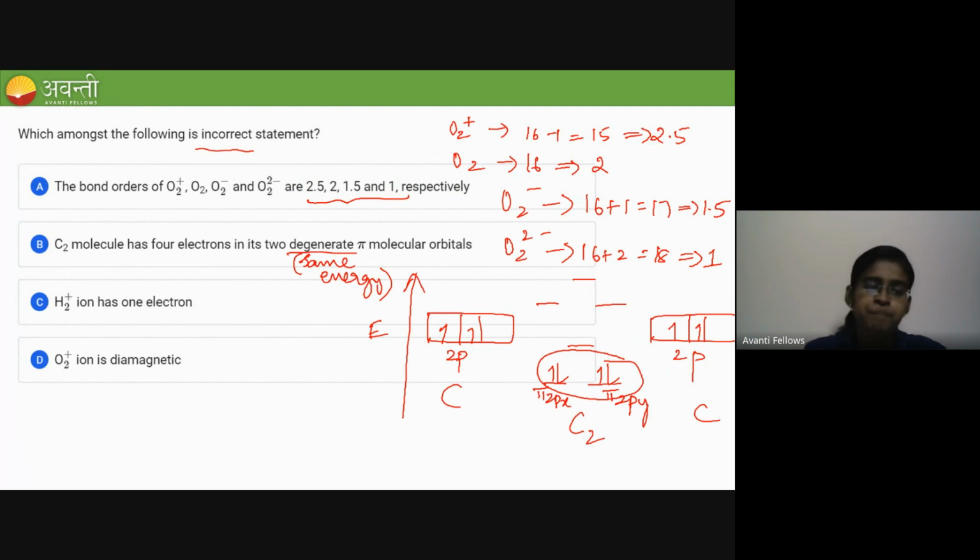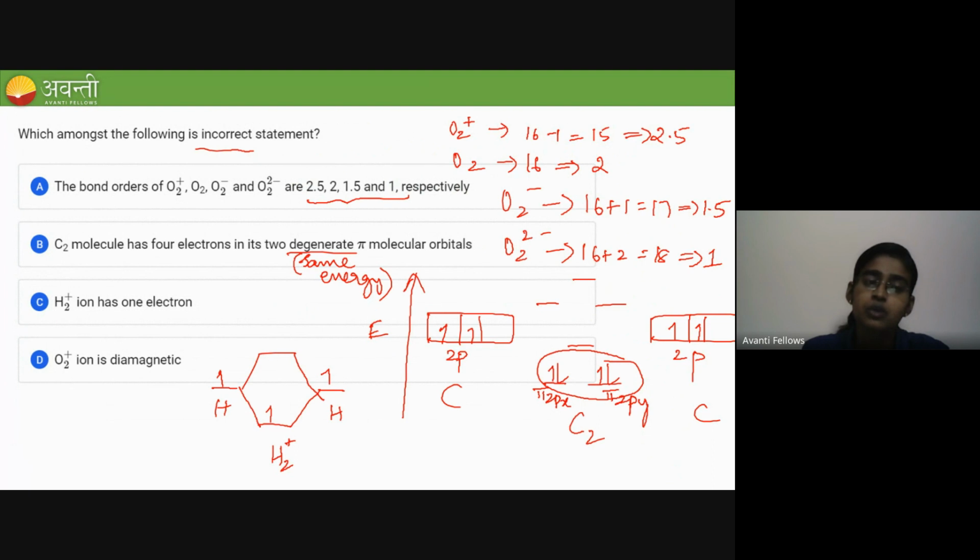Then coming to option C, H2 plus ion has 1 electron. So what is the MO diagram? Hydrogen has 1s1 configuration. If I want to draw the MO diagram for hydrogen, I will fill these 2 electrons here. If I want to draw for hydrogen plus, what I have to do? I have to remove 1 electron, right? Just remove 1 electron. So the statement says H2 plus ion has 1 electron. So that is also correct.